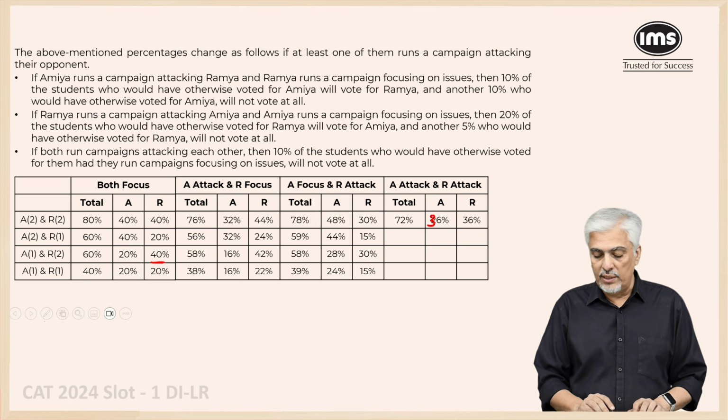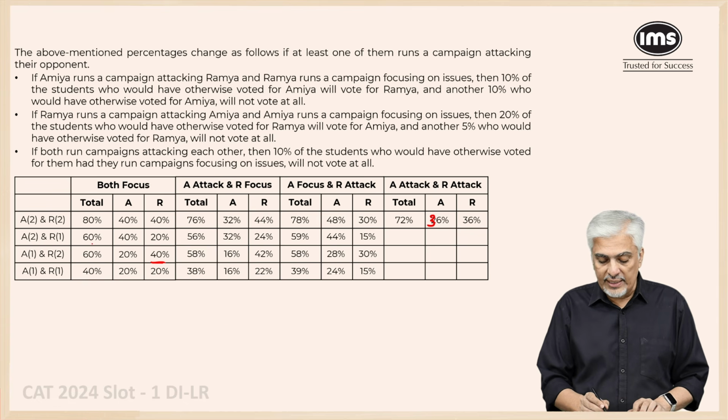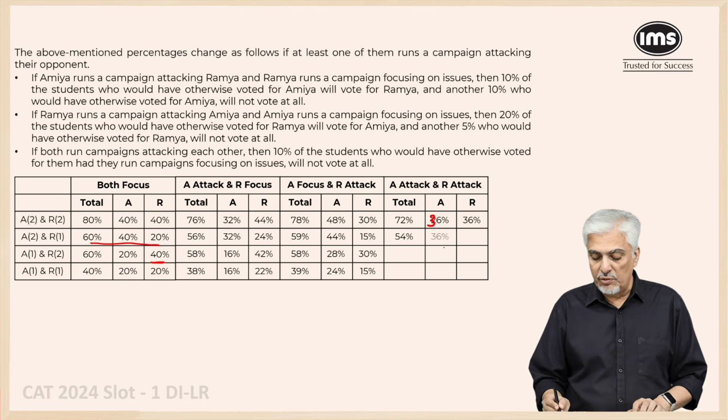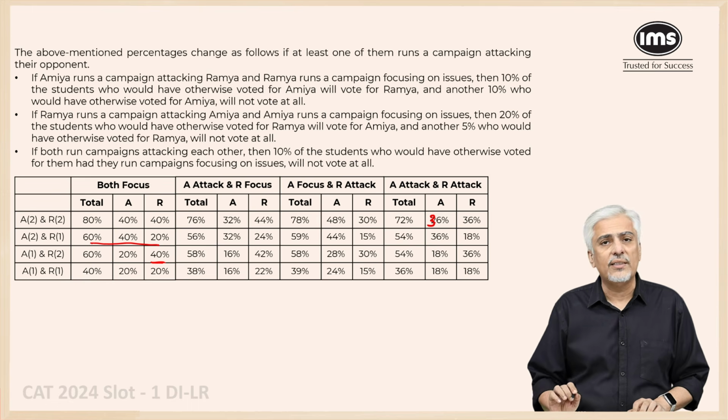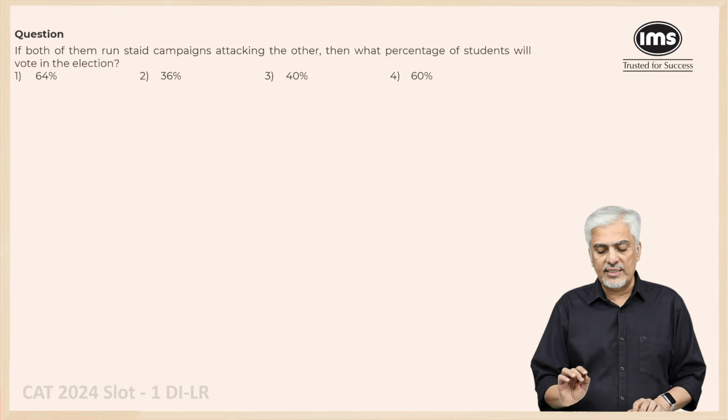Now what happens over here? From this again 10% will go out everywhere. So this will be 54, 36 and 18. This will be 54, 18 and 36, and this will be 36, 18 and 18. So this last was the easiest one. Okay. Now based on this, let's answer the question.